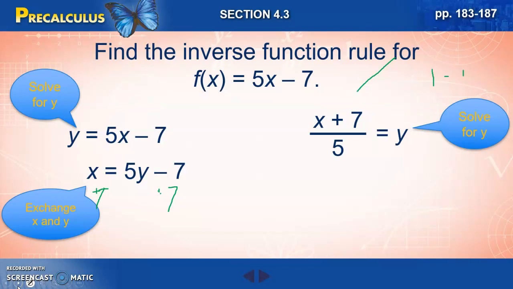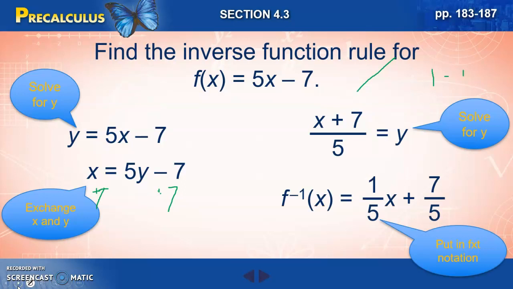All right, we know that it's a function because our original function was one-to-one. So now we're just going to replace that y with f to the negative 1 of x. So f to the negative 1 of x equals 1/5 x plus 7/5. We're going to break that apart here: 1/5 x plus 7/5. And that is our inverse function.